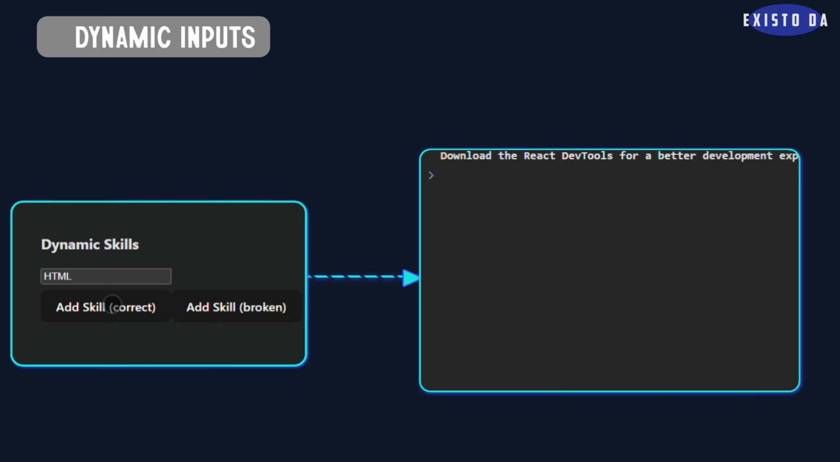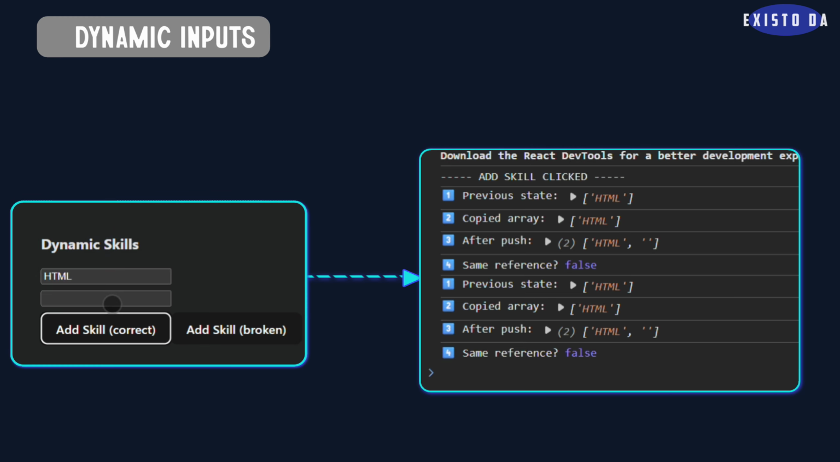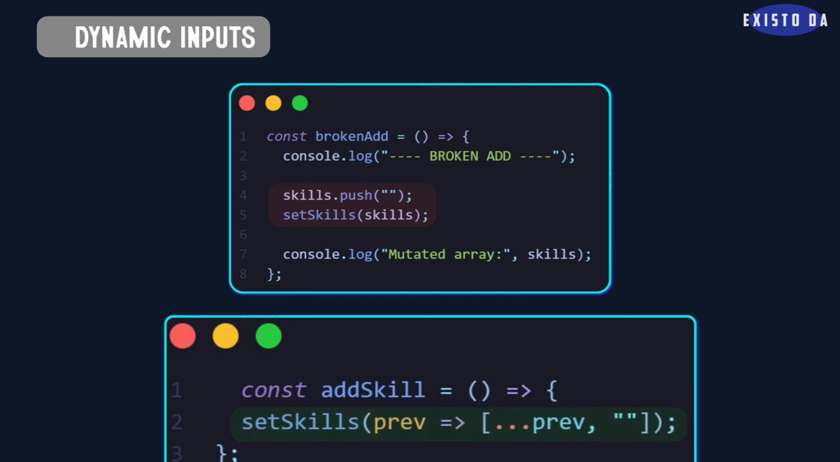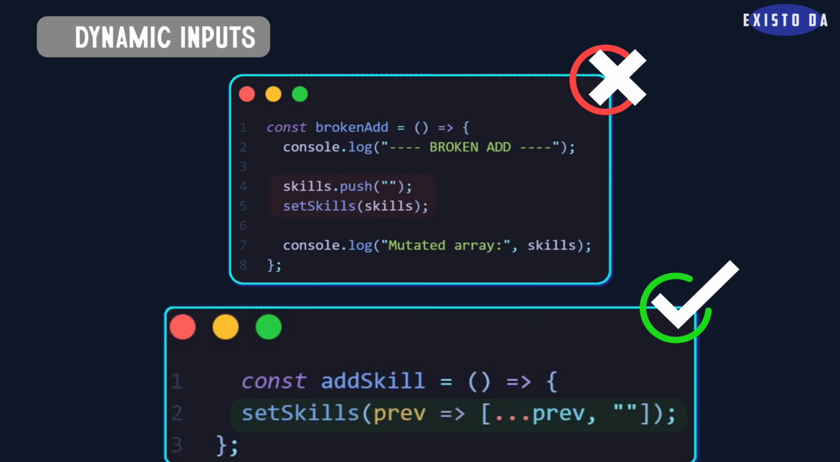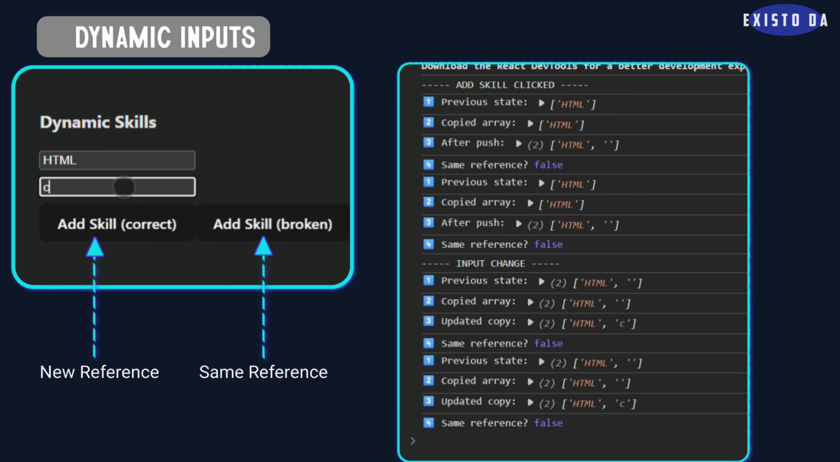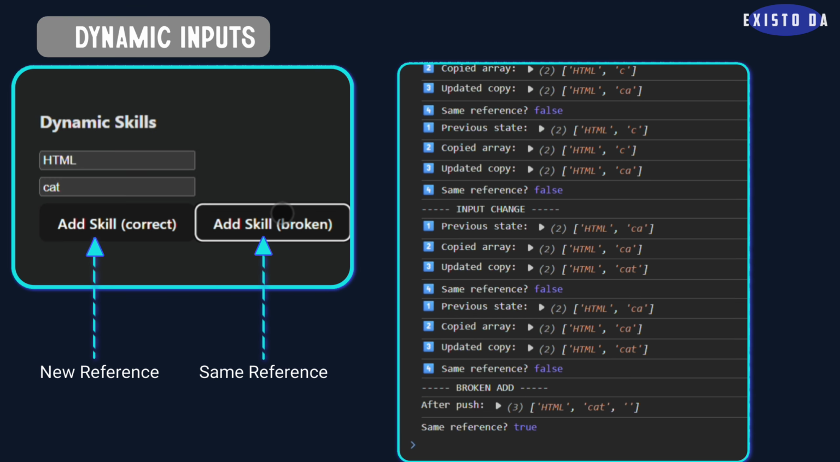React gives us the previous state. We copy the array, we modify the copy, we return a new array. New reference, new render. Never mutate directly, because a new reference triggers a new render while the same reference doesn't help in the rendering process.